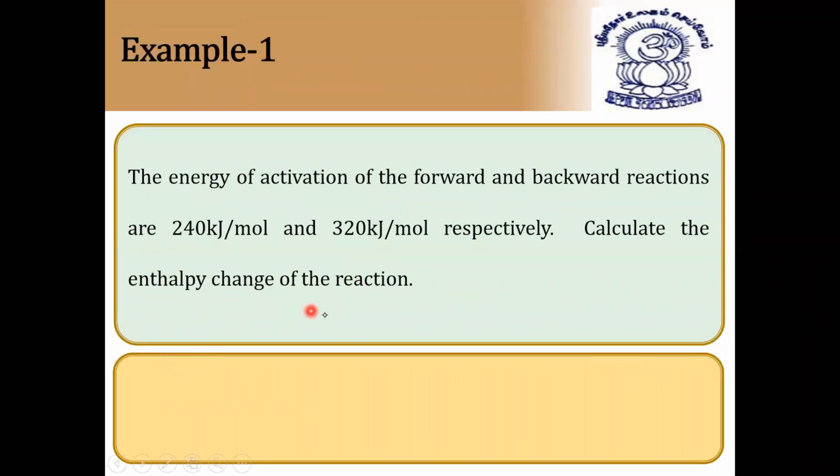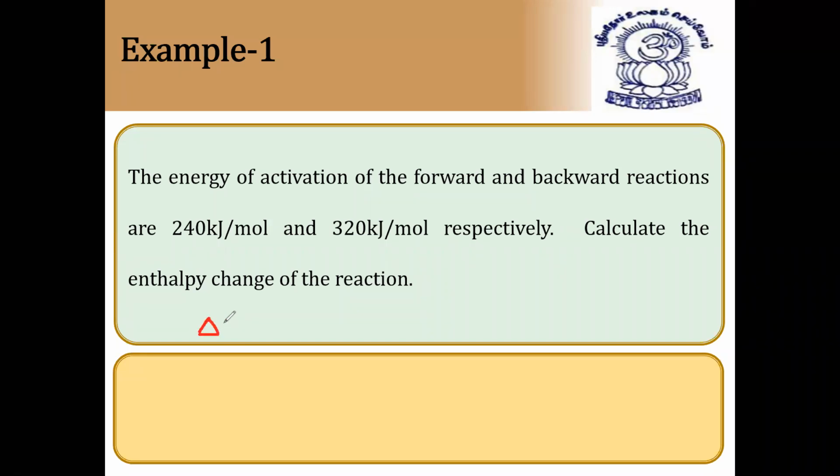Now let us see numericals based on this concept. The energy of activation for the forward reaction and backward reaction are 240 kilojoules per mole and 320 kilojoules per mole respectively. Calculate the enthalpy change of the reaction. Very, very important. So they are asking the enthalpy change of the reaction, delta H. Simple question. Like these questions they will ask for NEET.